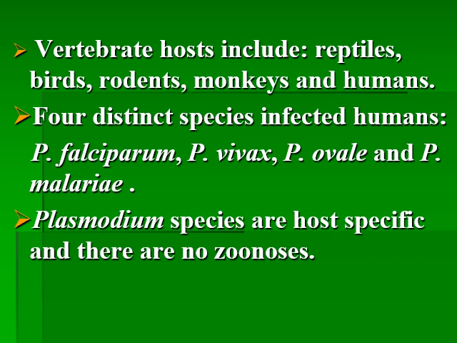Vertebrate hosts include reptiles, birds, rodents, monkeys, and humans. But only 4 species infect humans, which are Plasmodium falciparum, Plasmodium vivax, Plasmodium ovale, and Plasmodium malariae. Plasmodium species are host specific and there are no zoonoses.